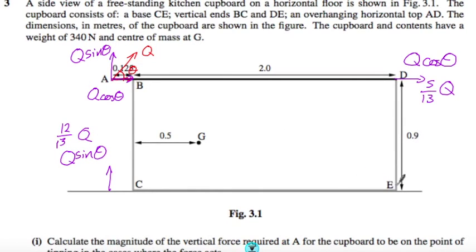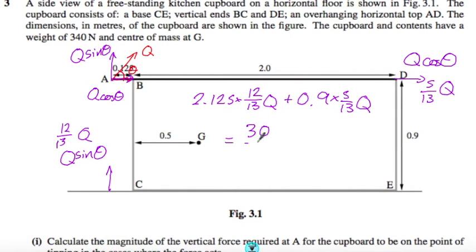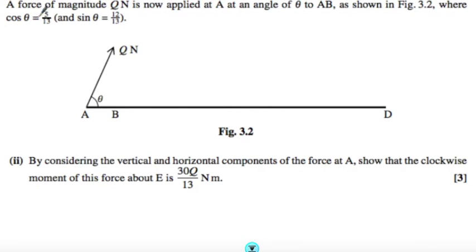So working out the clockwise moment about E then. For this one, the distance there was 2.125 times 12/13 of Q, and the distance here is 0.9, so 0.9 times 5/13 of Q. And now we just have to hope that that gives us 30/13 or something overall. So 2.125 times 12/13 is 51/26, plus 0.9 times 5/13 is 30/13. So we get 30/13 of Q, which is what they wanted.